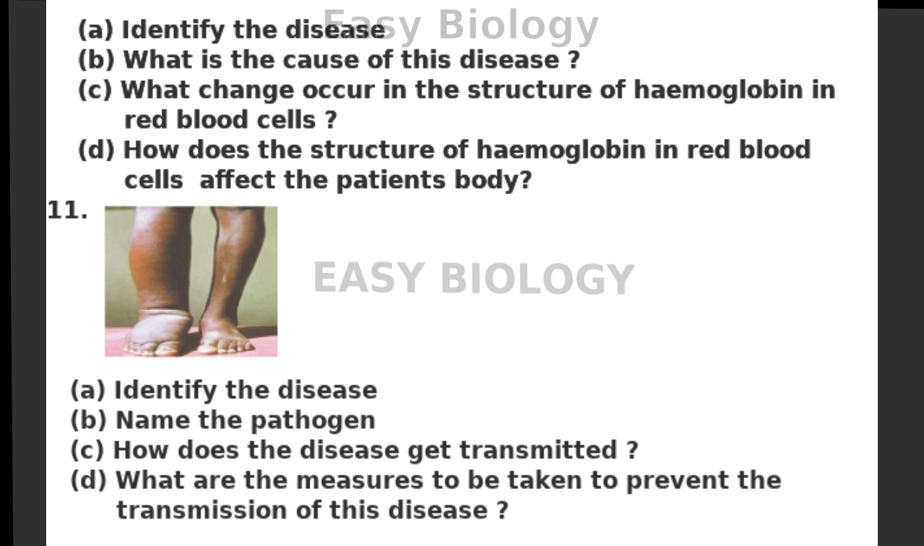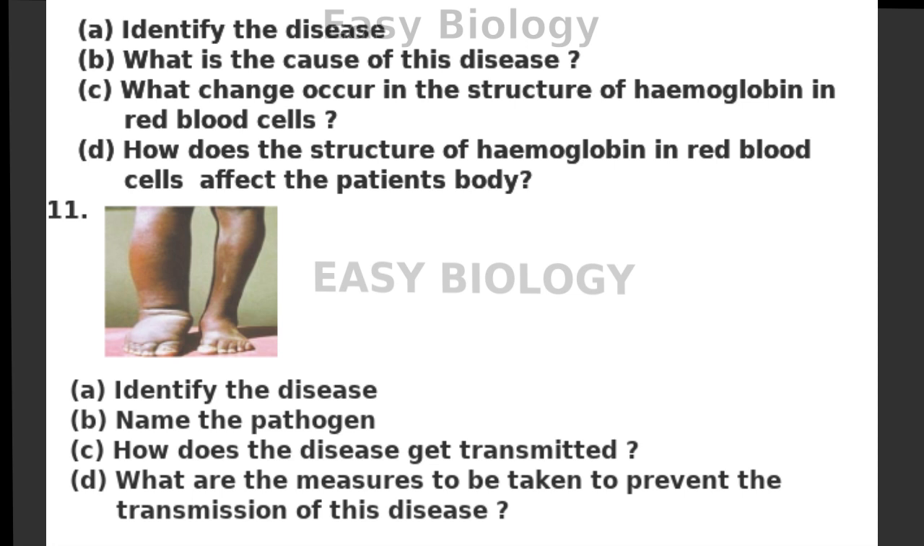Question number 11. A. Identify the disease. The answer is Filariasis. 11B. Name the pathogen. The pathogen is filarial worm. Question 11C. How does the disease get transmitted? The disease is transmitted or spread by Culex mosquitoes.